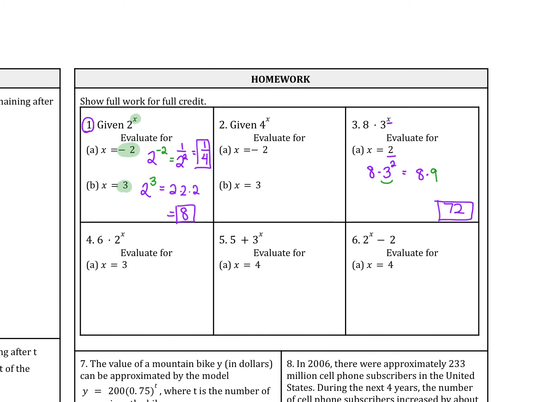Now, number 5, we have 5 plus 3 to the x. So 5 plus 3, and x is to the 4th power here. So 3 to the 4th, remember that's 3 times 3 times 3 times 3, or I like to think about it as 9 times 9. So 3 to the 4th power is just 81. So we're looking at 5 plus 81, so this is 86.